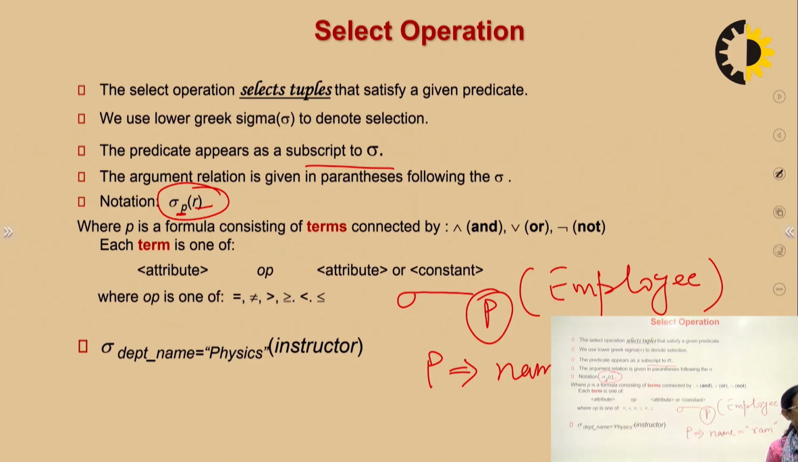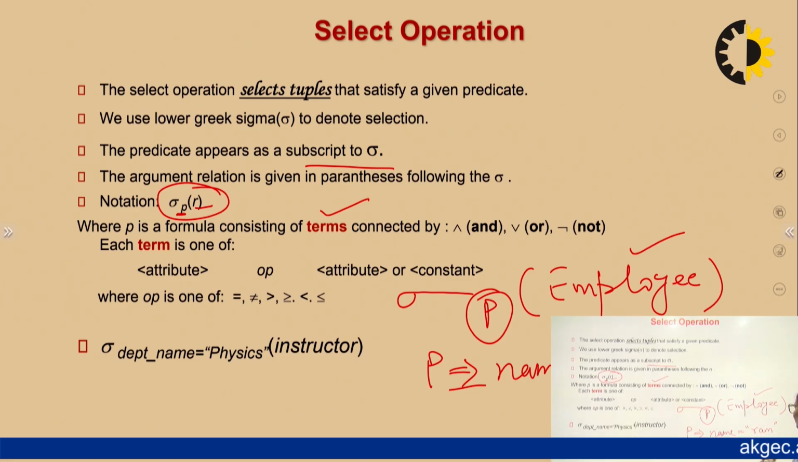Simple example. The argument relation is given in parentheses, followed by the schema, that is my relation name. P is a formula, which consists of terms. Now this is a simple example, but what if I am not aware whether all the characters of Ram are in small caps? It could be this value also. So here I want to check two values.